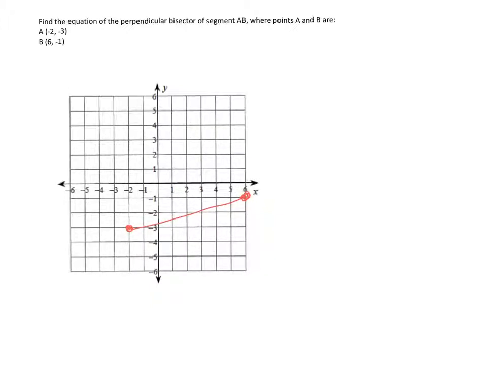Remember, a bisector is something that cuts a segment into two equal parts, and if it's perpendicular, it cuts that segment at a 90-degree angle. So naturally, we're trying to find a bisector. The first step is to figure out where this line is going to pass through. So we have to find the midpoint of these two points. And if you remember, we've done this before.